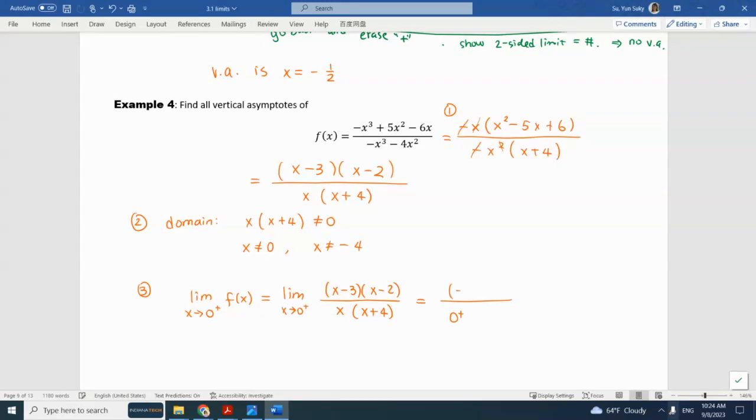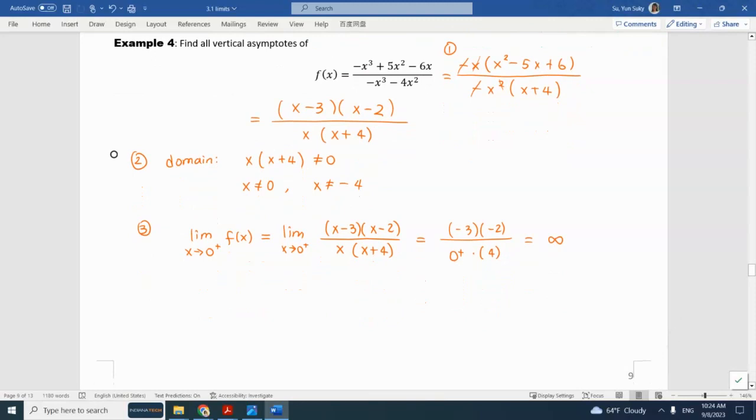So 0 plus, and you plug in x is 0. What do you get? You just get -3, -2 and 4. What's your answer? Negative? Positive infinity. Oh, you remember? Constant over 0 plus or 0 minus, you always get infinity or minus infinity. But you look at how many negative signs you see in this quotient to figure out if it is positive infinity or minus infinity.